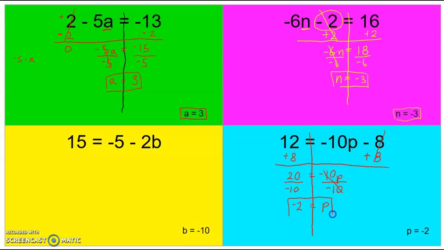It doesn't matter which side p is on, as long as p, our variable, is a positive number.